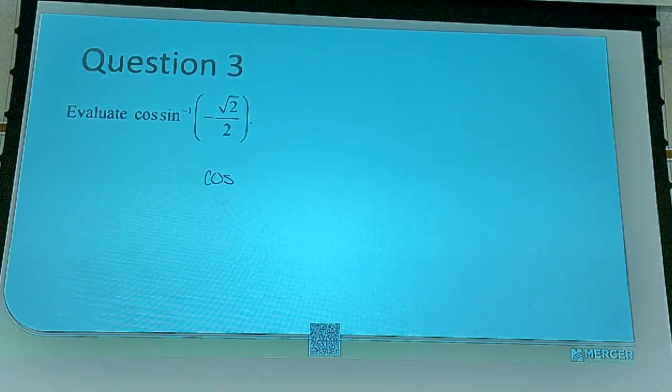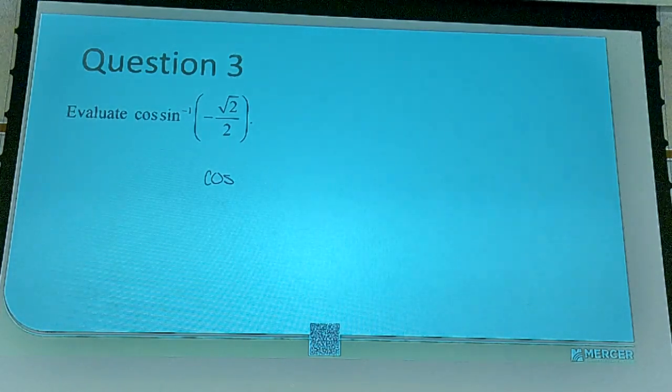7/4 pi? Is that in the range of inverse sine then? No. So just do this. Quadrant 1, where's sine root 2/2? 45 degrees. Which is what in radians? 1/4 pi. Pi over 4. What's the quadrant 4 angle of that? Negative pi over 4.